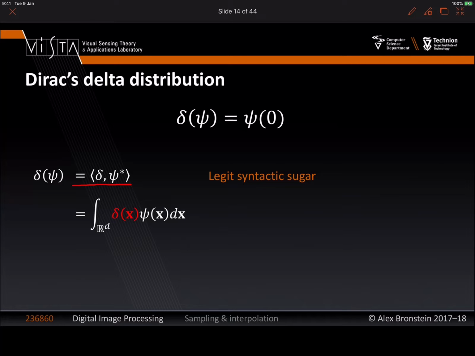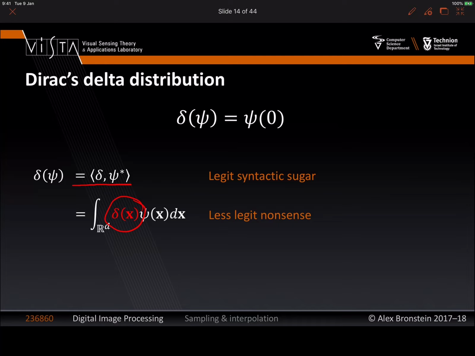Now this is not convenient. This is not legal at all, right? There is no such function delta that can be integrated with psi to give some meaningful result, because delta is not a function. So I would like to completely abolish and avoid this kind of notation. It could be convenient, but let's not write it because this is nonsense.